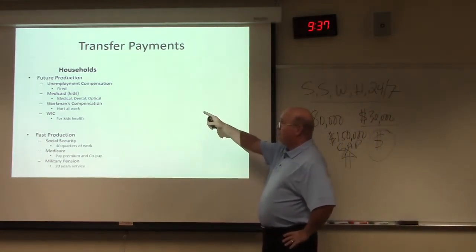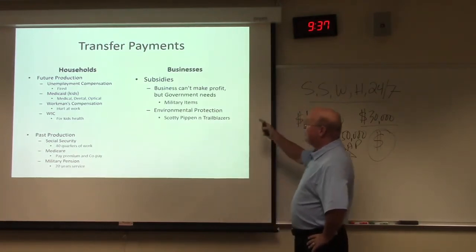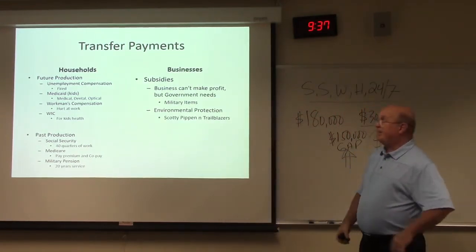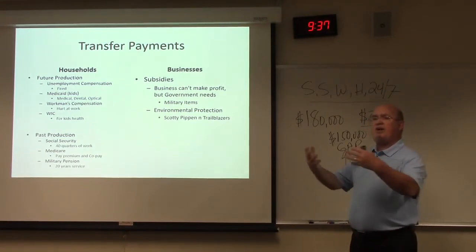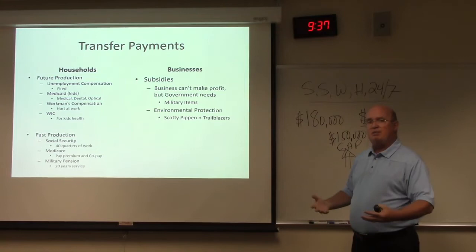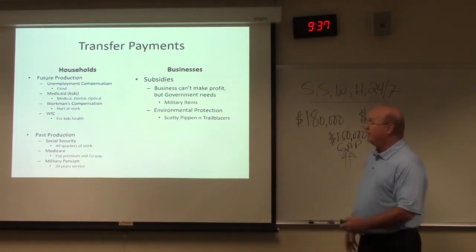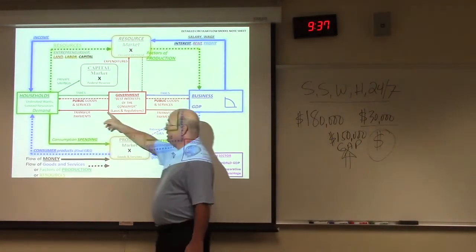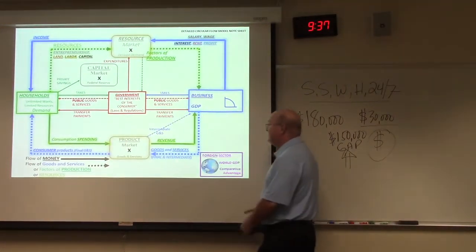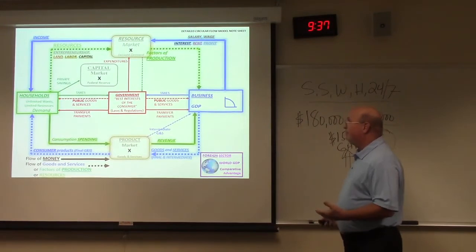But households, future production and past production. Businesses, subsidies that they get. This is a transfer payment. Subsidy adds to the revenue side. Government wants you to do something, so they're going to pay you to do it. Right? So that's the transfer payments. Future past production for something.